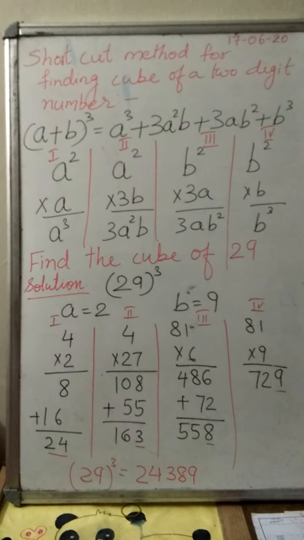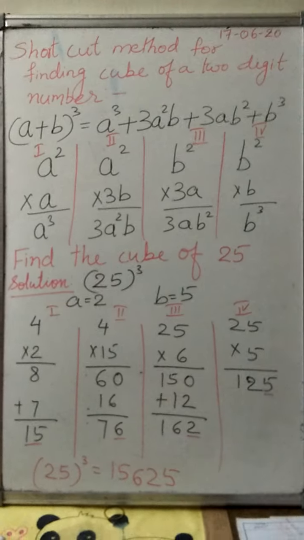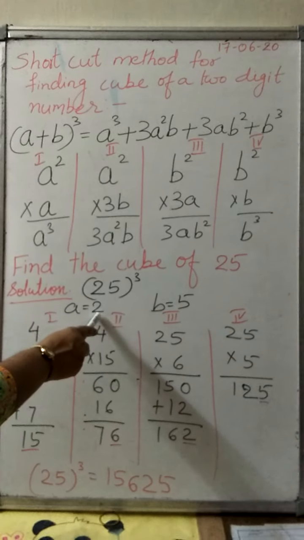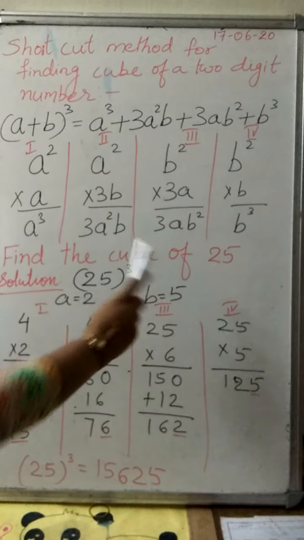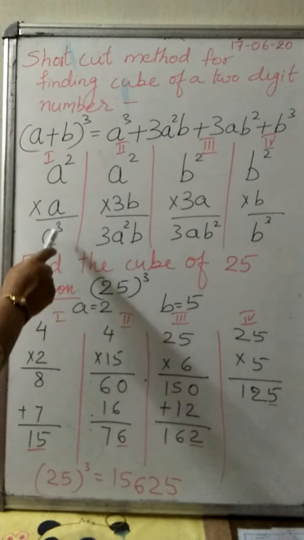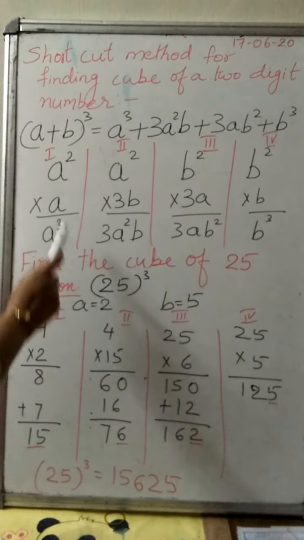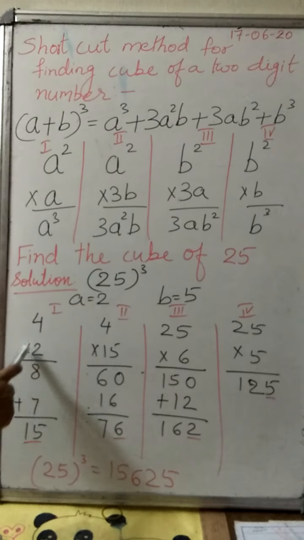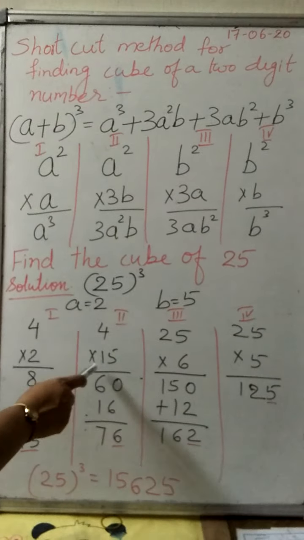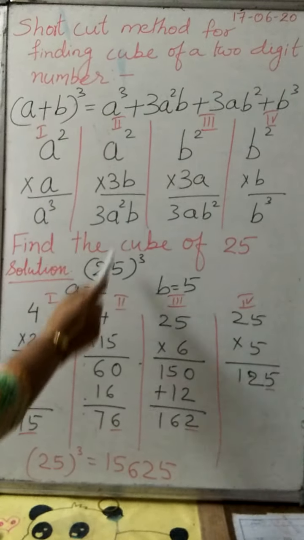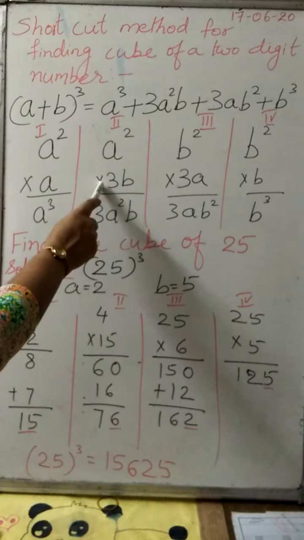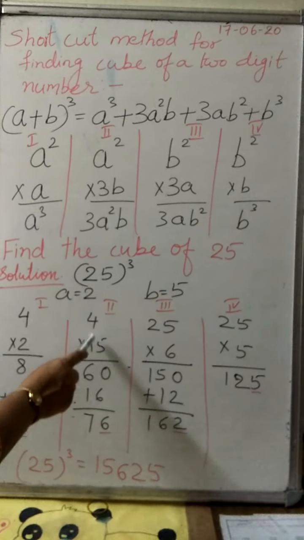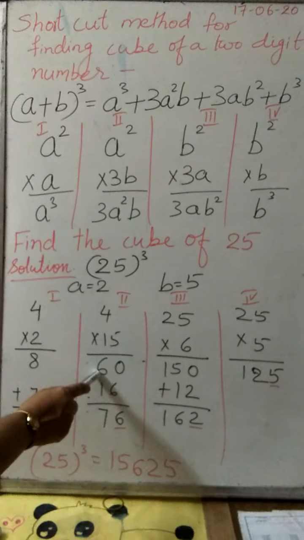So let us see one more example. Find the cube of 25. a is equal to 2 and b is equal to 5. Now follow this column rule. a square. a square means 2 2s are 4 into a, into 2, that is 8. Then column second. a square, 2 2s are 4 into 3b. 3 into 5, that is 15. Then 4 into 15, that is 60.